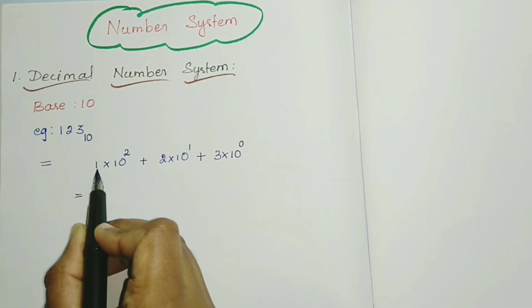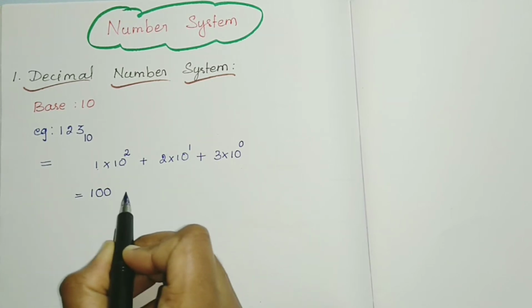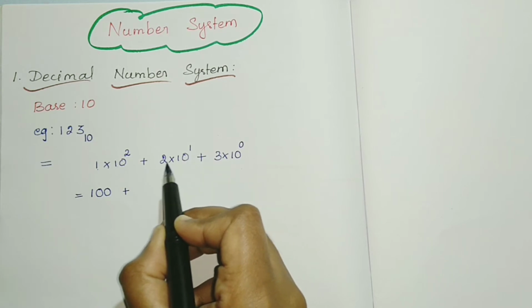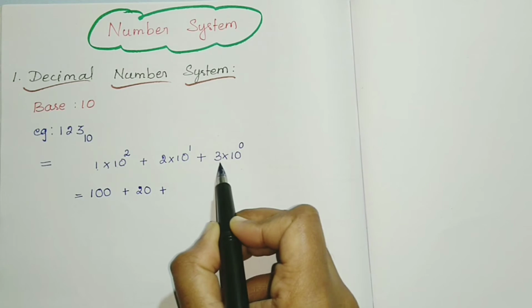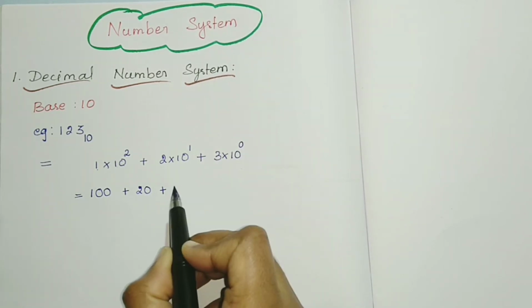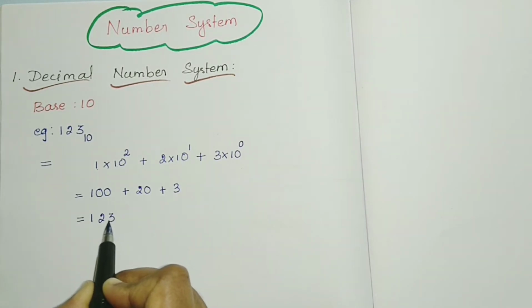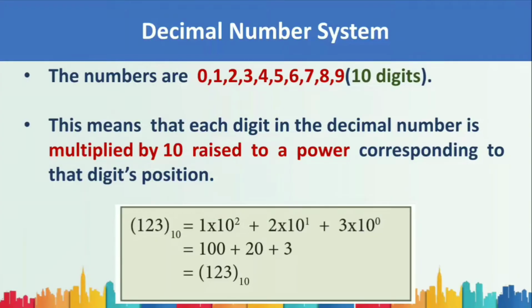So let's calculate this. 1 into 10 to the power 2 is 100, plus 2 into 10 to the power 1, that is 2 into 10, 20, plus 3 into 10 to the power 0. 10 to the power 0, the value is 1. So 3 into 1 is 3. Now do the addition. So we get the result as 123 base 10. This way we represent the decimal number system.